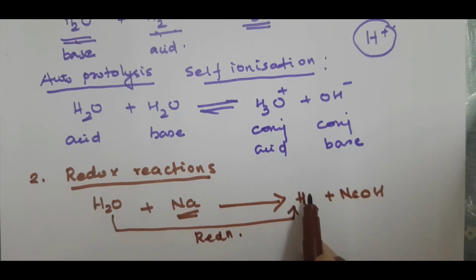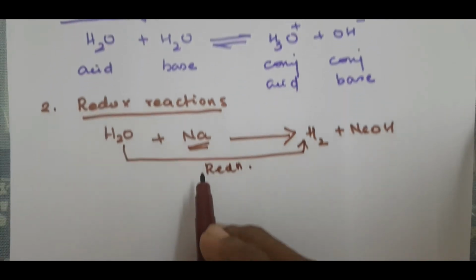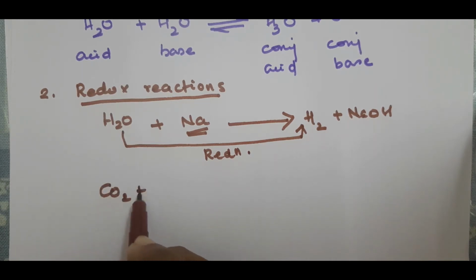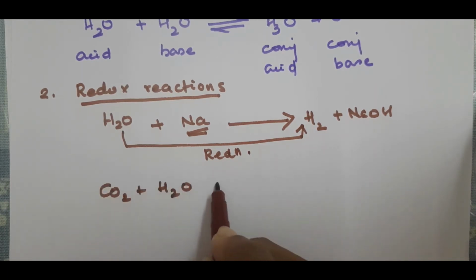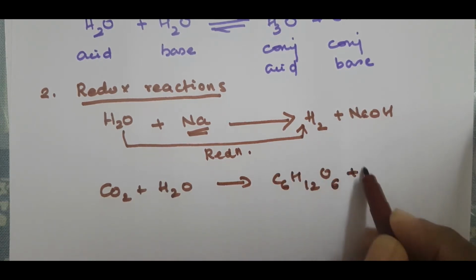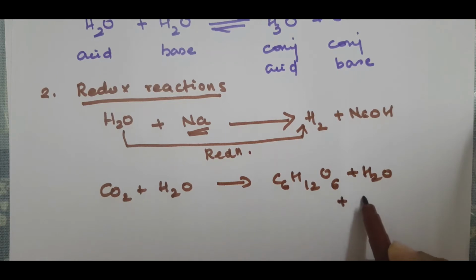If we want to prepare hydrogen, dihydrogen, this reaction can be applied. So this is a reduction. Now one more reaction in which oxidation happens is photosynthesis. You all know photosynthesis, that is carbon dioxide plus water will give C6H12O6 plus water plus O2.